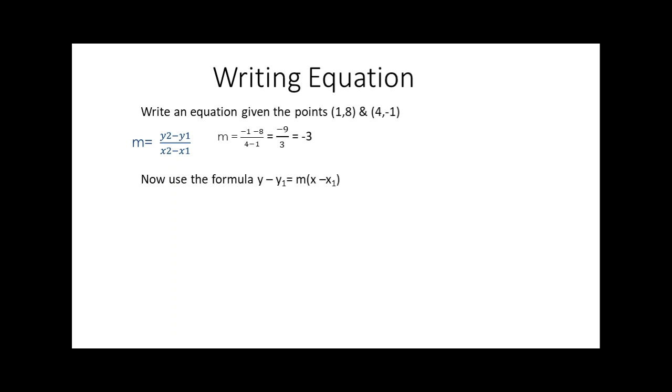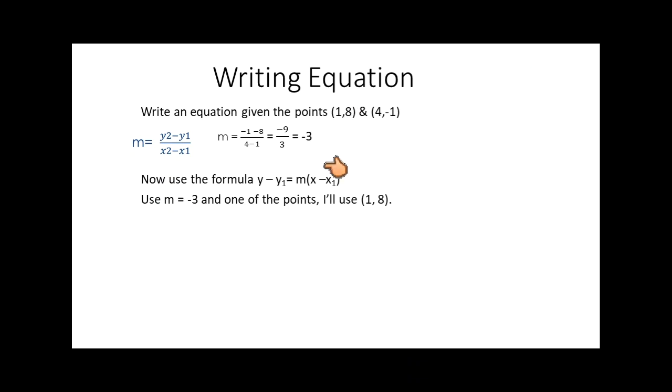Now that we found the slope, we want to use this formula, y minus y1 equals m times x minus x1. That's point slope form of an equation. And you only use one of the 2 points. You use the slope that you just found and one of these 2 points. It doesn't matter. I'm going to stick to the first one, (1, 8). So we use m is -3 and the point (1, 8).